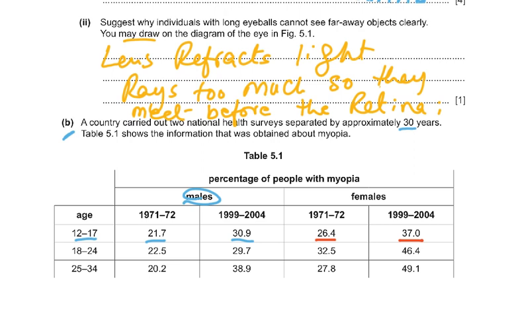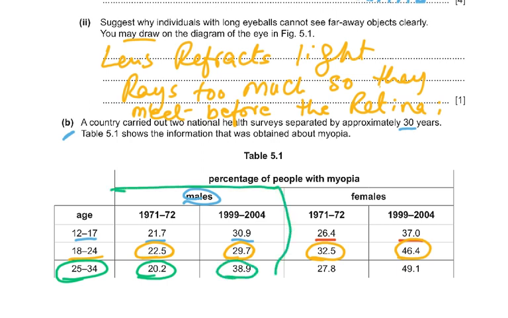So there's an increase of how much? Nearly 10, 11. Here it was only 9. 18 to 24-year-olds, males were 22.5, they went up to 29.7. Females were 32.5, so they were more, and now they went up to 46. Then coming to the 25 to 34, they were 20.2, they went up to 38.9. We're talking of the males now. Please look at it very carefully. Then the females were 27.8 and went up to 49.1.